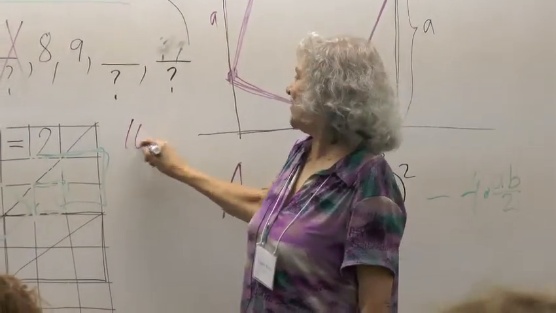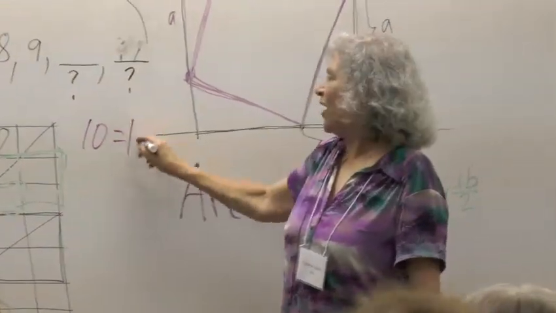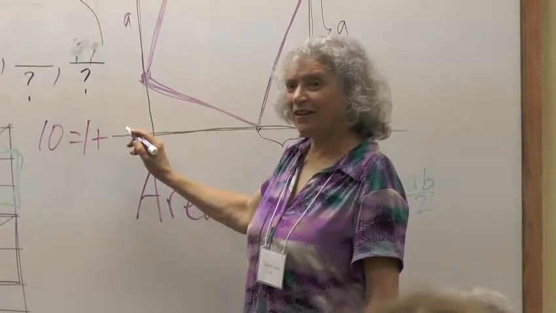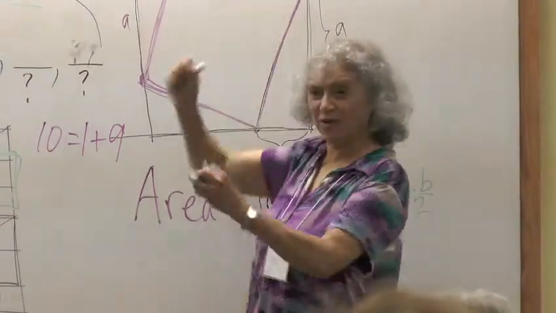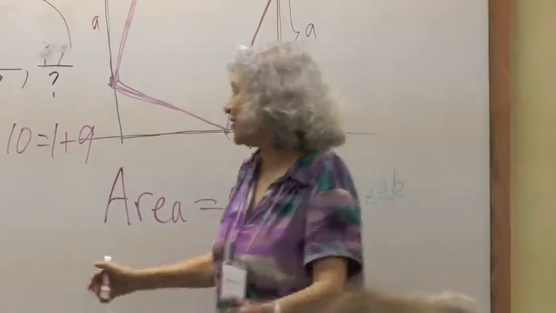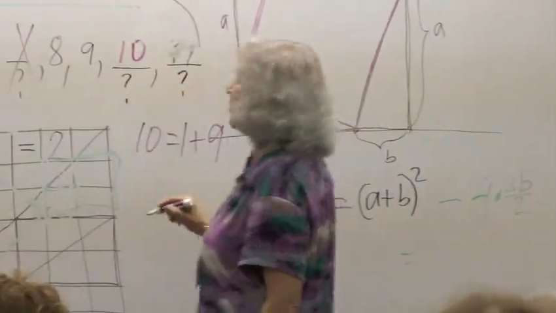What is 10? 1 plus 9. It should be just two numbers, two squares, two perfect squares. 1 plus 9 is fine, so 10 is in. How about 11?